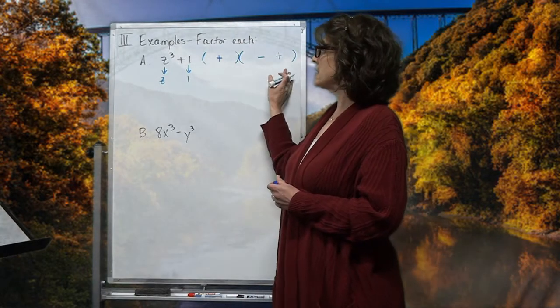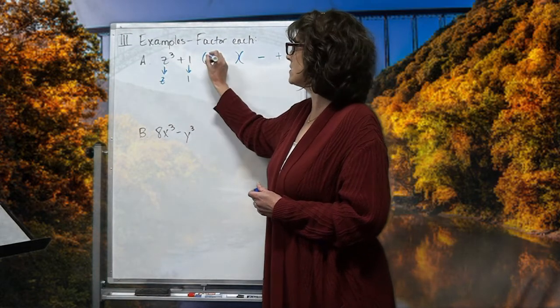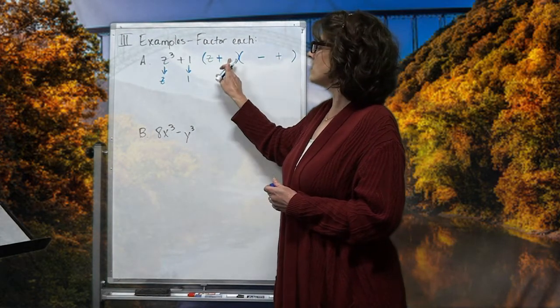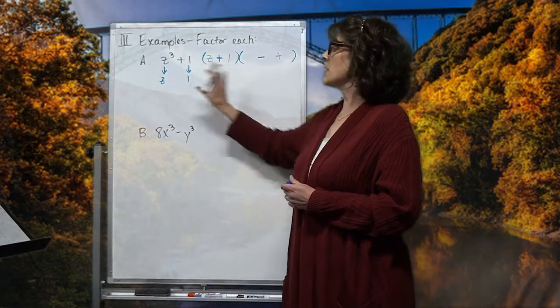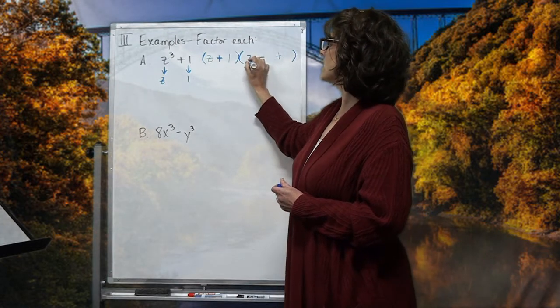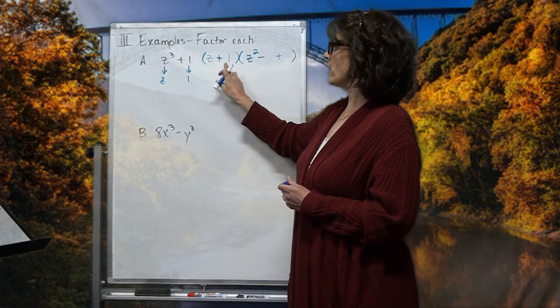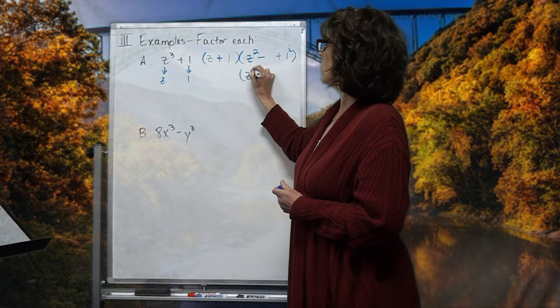Now I'm going to fill in my slots. This slot comes from here. The cube root of this goes here. This slot comes from here. The cube root of this goes here. Now to fill these in, I'm ignoring this, and I'm just going to play with this one now. Square this for here. Square this for here. And 1 squared is simply a 1.